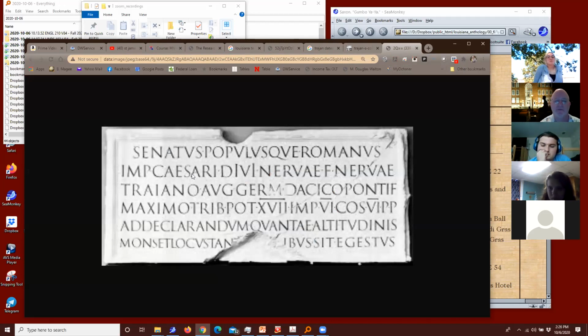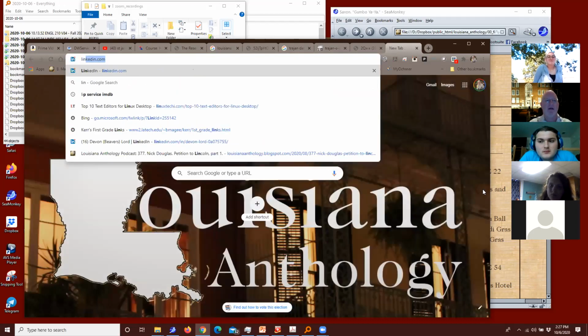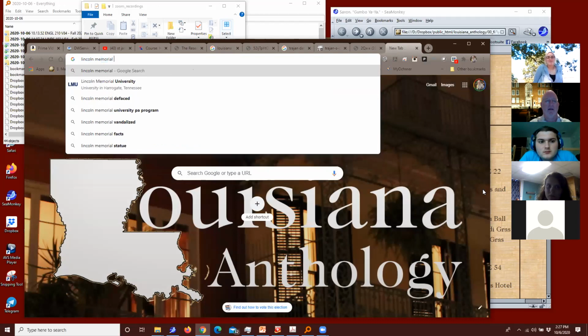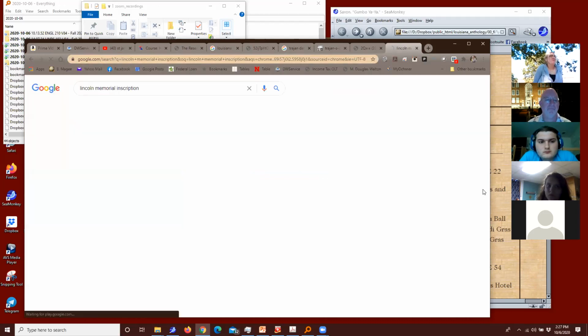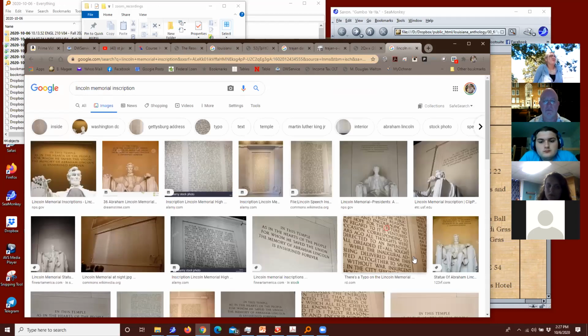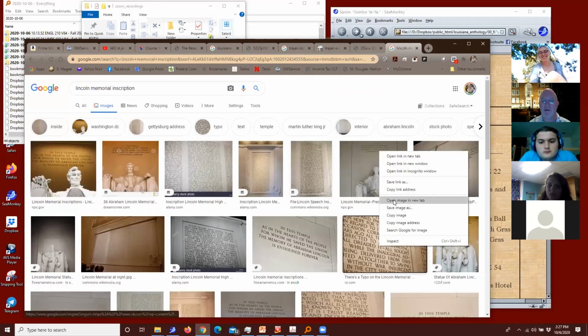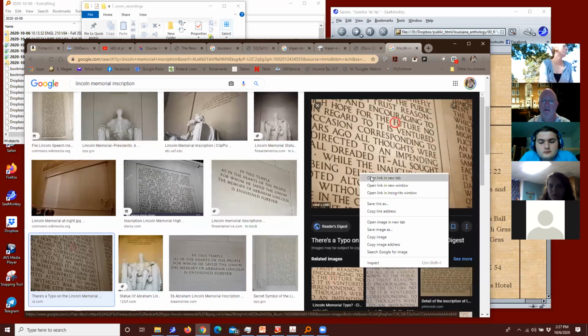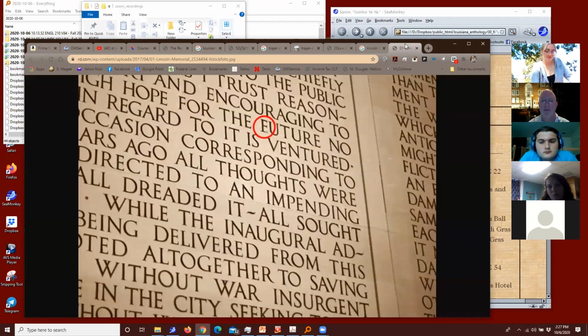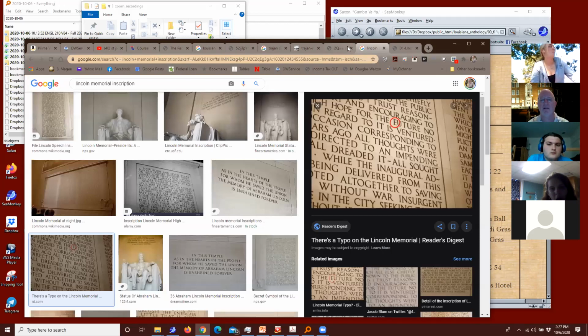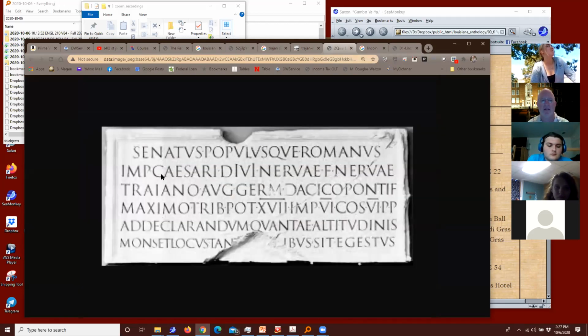And if you compare it to the font of the Lincoln Memorial, it's very similar. I wonder if the Lincoln Memorial has U's. I bet they went ahead and made a U. Yeah, they went ahead and put a U in there. So it's not exactly the same, but see these dots? See that dot and that dot after ventured? Guess what? That is from the Trajan inscription.